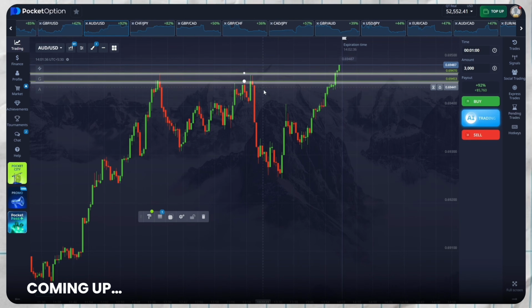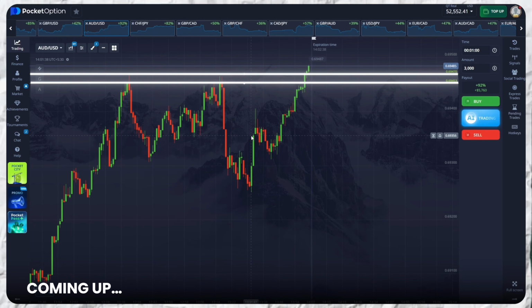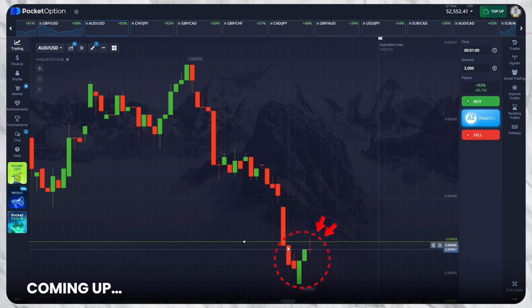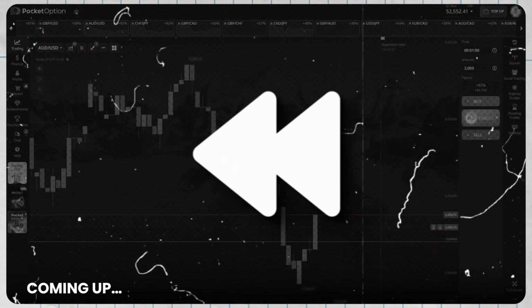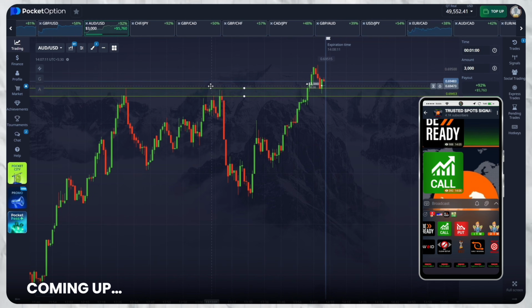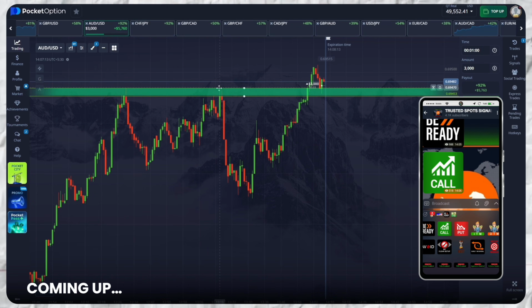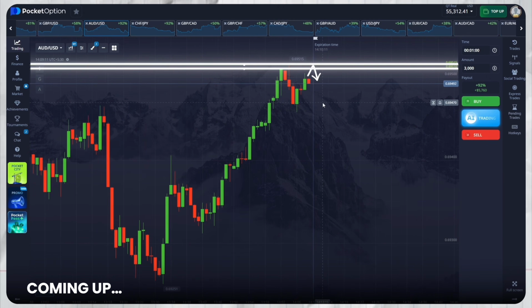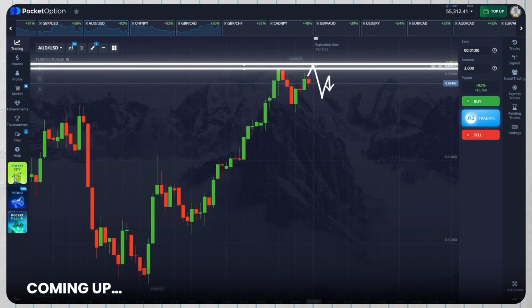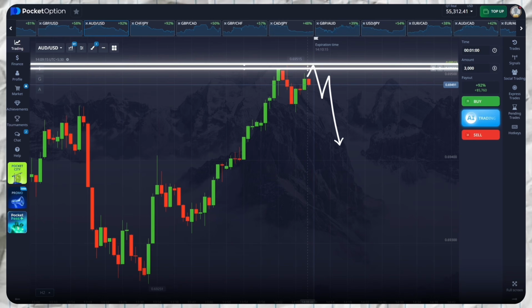Now I'm expecting that this resistance will become support, and these are not very clear confirmation. That's why I'm not placing any trade out. This resistance becomes a support. The reason why it becomes support, once price reach here, if price does not give any breakout, I will use it for a reversal trade.